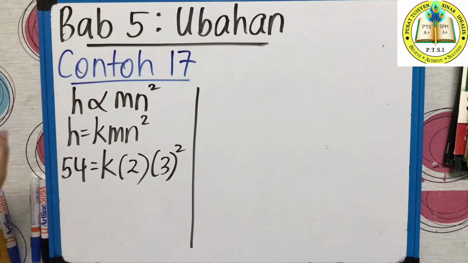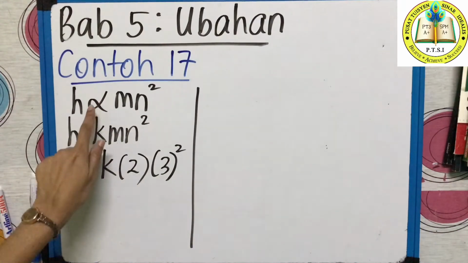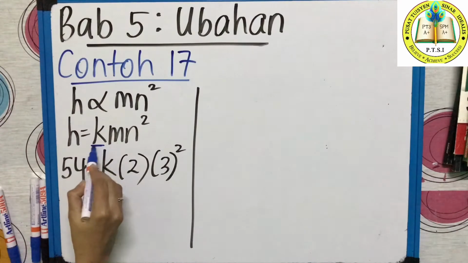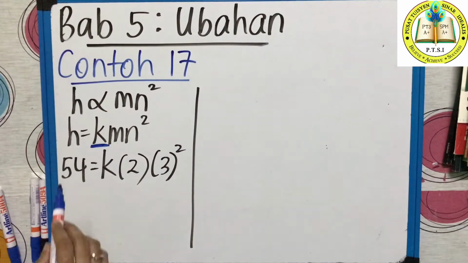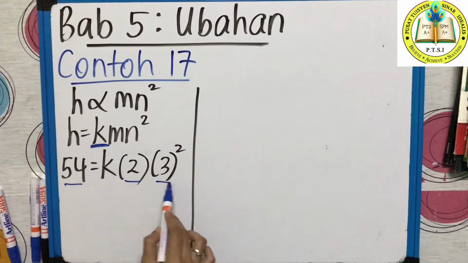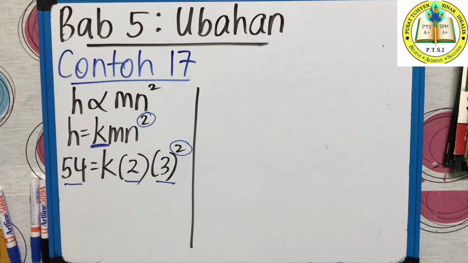No problem. So H berubah secara langsung MN kuasa 2. So H teacher change it into equal K. So whenever got equal, automatically you must put a K after that. Sekarang kamu ganti H, kamu ganti M, kamu ganti N, then kuasa 2 dekat luar, cikgu pun letak kuasa 2 dekat luar. So sekarang kamu mesti selesaikan cari K. Solve it, find the K value.